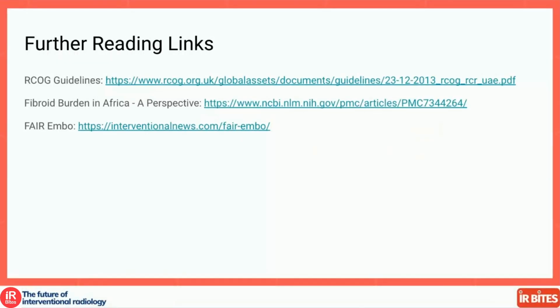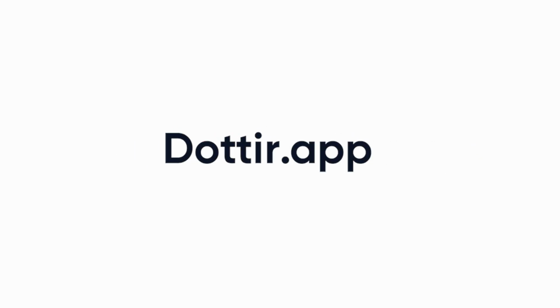And I've just included these further reading links, particularly for the medical students in the audience. Read the guidelines because they're often tested in finals exams on the management of particularly PPH, but also fibroids as well. And cool, and that's it.